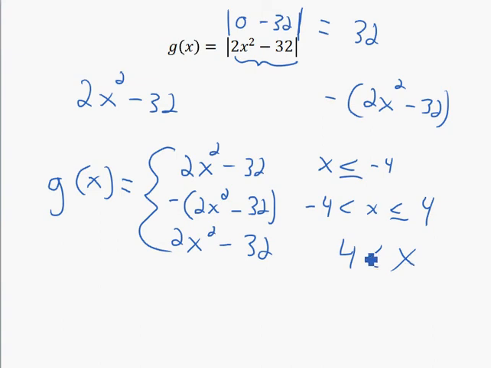And I put this equal sign here. It really does not matter. If you don't want to put it there, then you can put it on the other one. It does not matter which function the equal sign goes on, because if you plug 4 into 2x squared minus 32, you get 0. And if you plug 4 into negative 2x squared minus 32, you also get 0. Since they both equal the same thing, you don't really have to worry about which one you plug into. I mean, you have to choose one of them, but it doesn't matter which one.